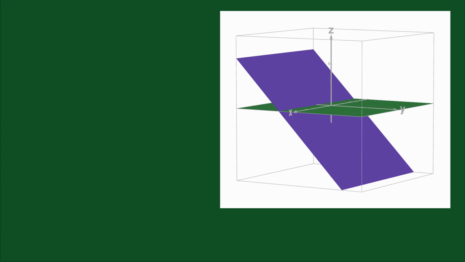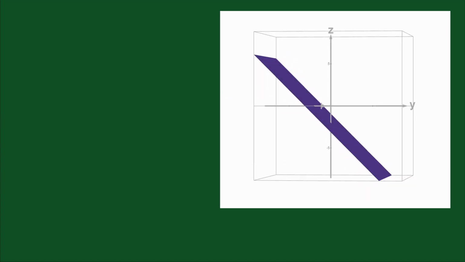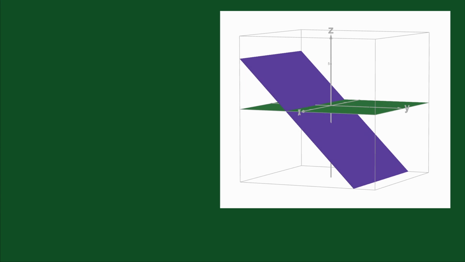How can we find the angle between two intersecting planes? Well, take a look at my diagram here. We have a purple plane and a green plane, and you can see that they intersect one another. Now, if we're interested in finding the angle between them, let's say this angle here, then really all we have to do is figure out the angle between the planes' normal vectors.